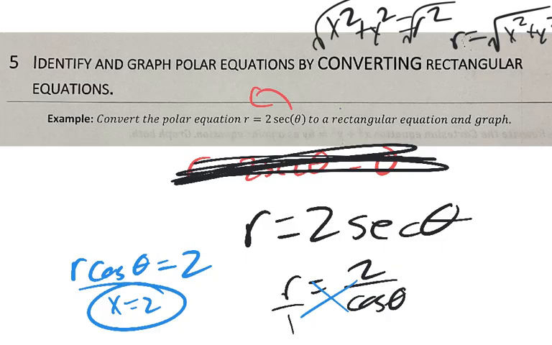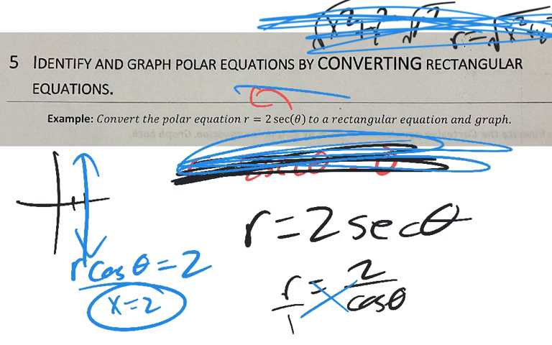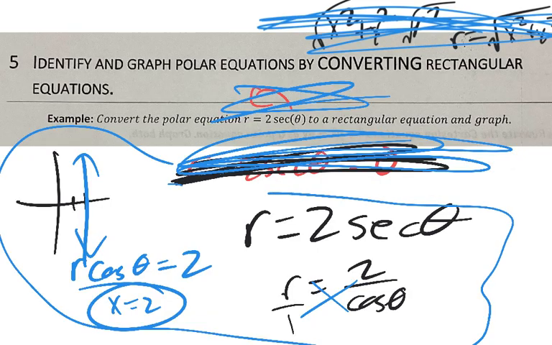Do you know how to graph x equals 2? We go to 2 and draw a vertical line. All this you just ignore, and this you ignore. Here's the good part.